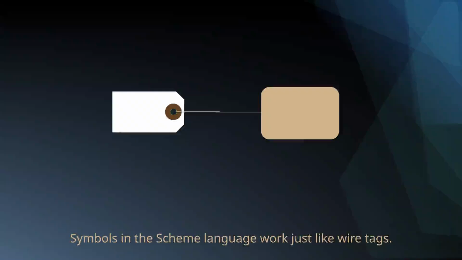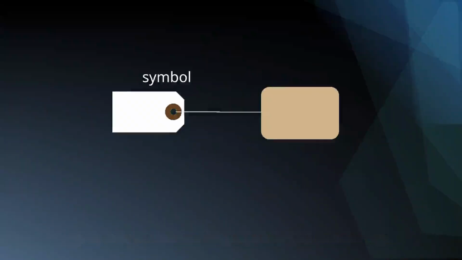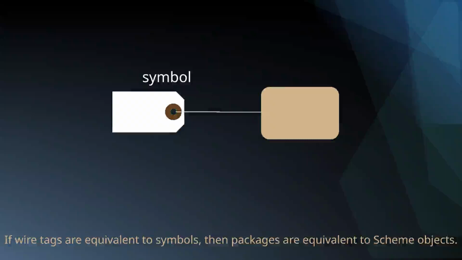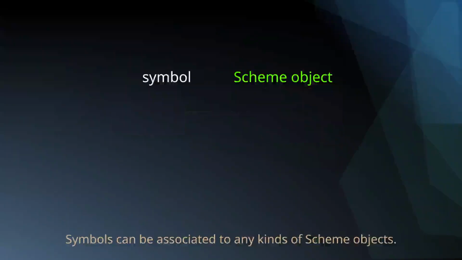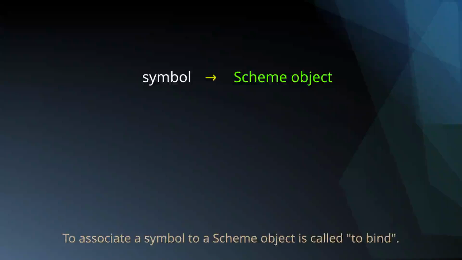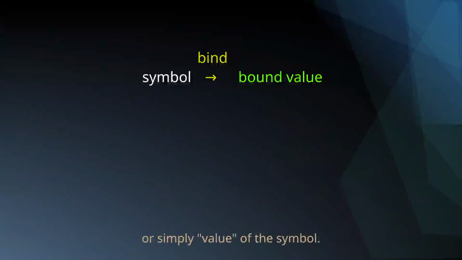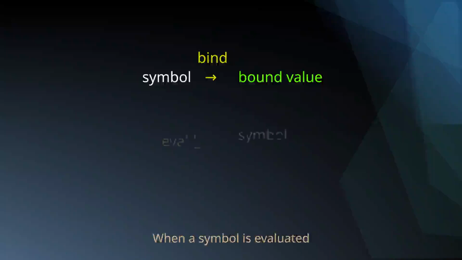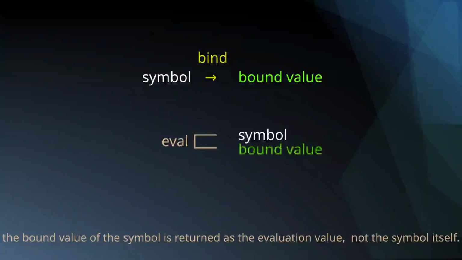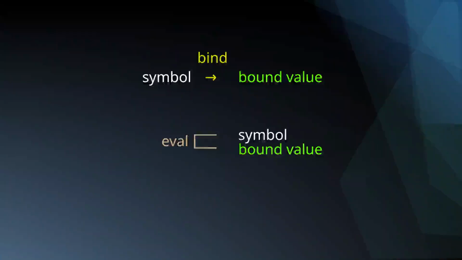Symbols in the Scheme language work just like wire tags. If wire tags are equivalent to symbols, then packages are equivalent to Scheme objects. Symbols can be associated to any kinds of Scheme object. To associate a symbol to a Scheme object is called to bind. A Scheme object bound to a symbol is called the bound value, or simply value of the symbol. When a symbol is evaluated, the bound value of the symbol is returned as the evaluation value, not the symbol itself.